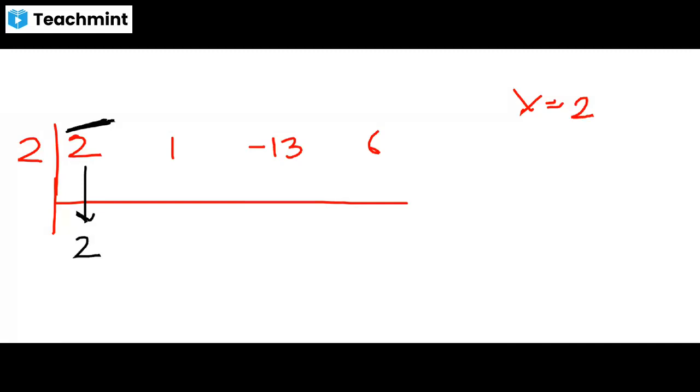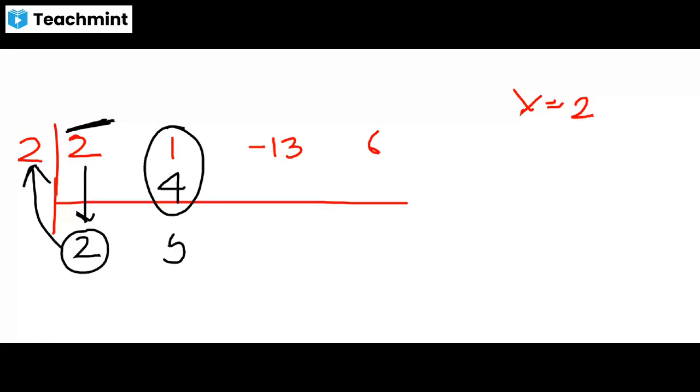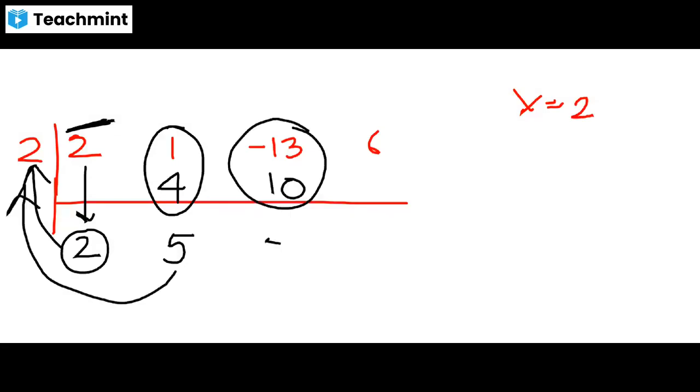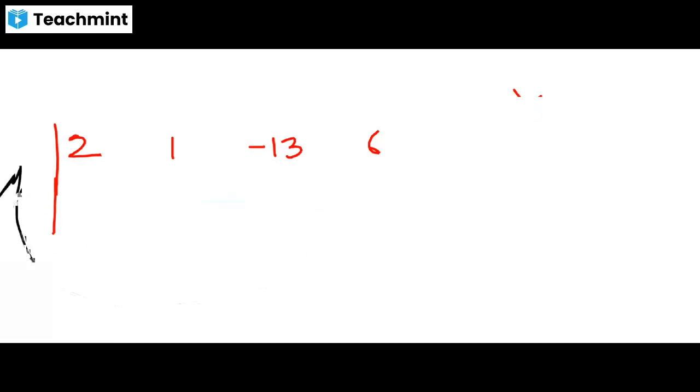Now multiply this coefficient with 2 here. You get 4. So write 4 here. Add these: 1 plus 4 equals 5. Now multiply this 5 with 2 again. What do you get? 10. Right? 10 over here. And add these two numbers. What do you get? Minus 3. Okay. Now multiply minus 3 with 2. So you get minus 6. Write it over here. Add these two numbers. You get 0.